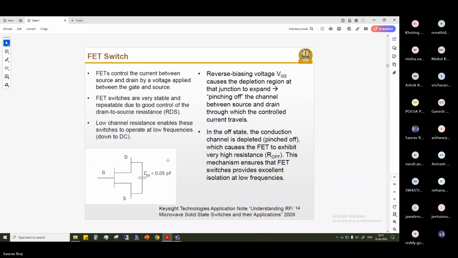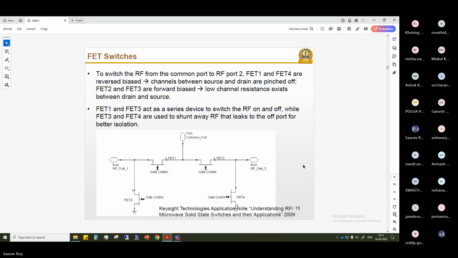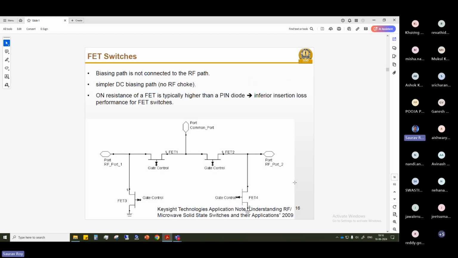Okay. I hope you understood this part. Even the other one, is there any doubt?